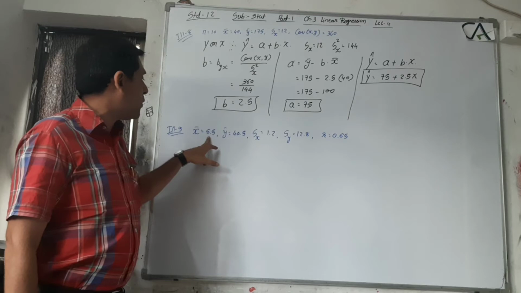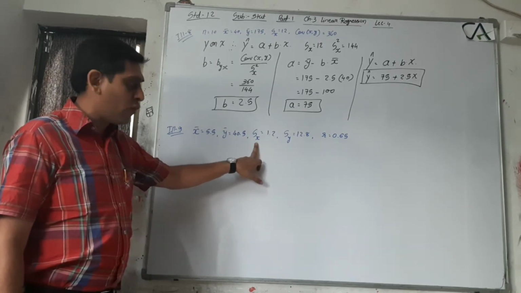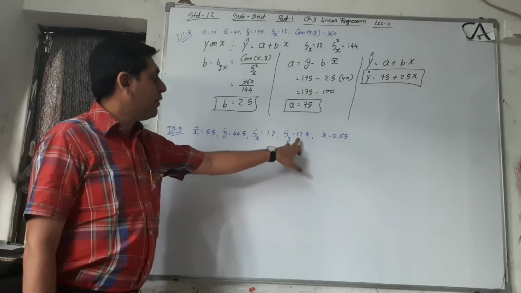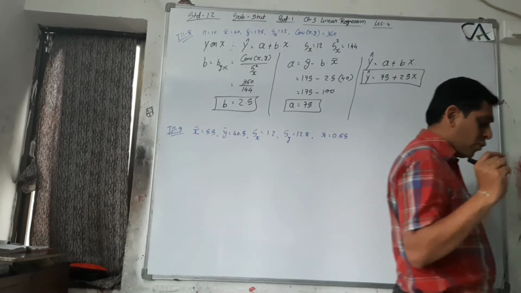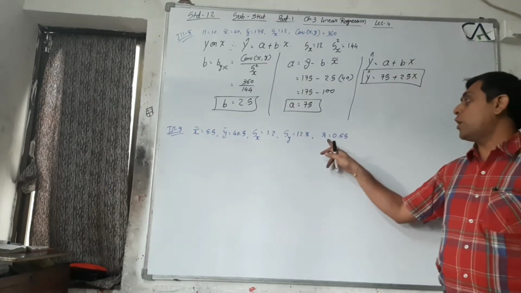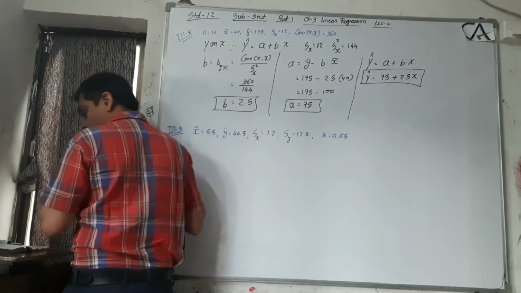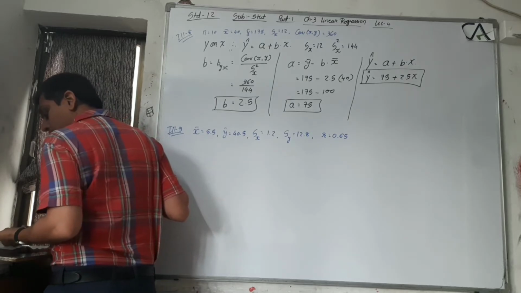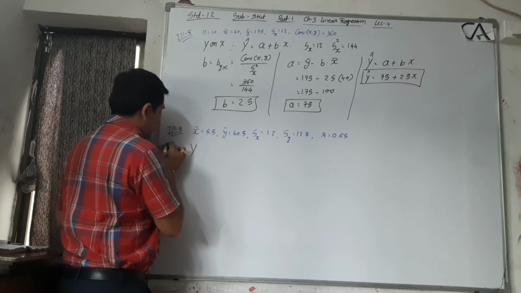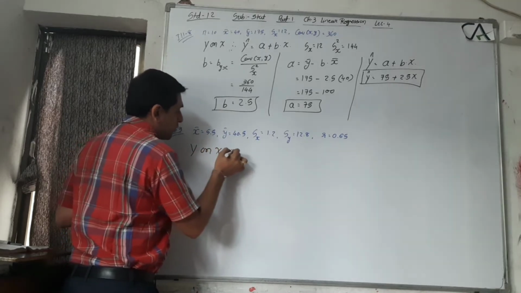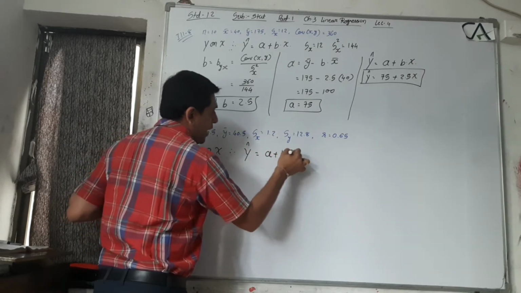And what is given? X bar is equal to 5.5, Y bar is equal to 40.5, Sx, that is the standard deviation of x, is equal to 1.2, Sy, that is 12.8, and R. What is the meaning of that? R is equal to the correlation coefficient. The correlation coefficient is equal to 0.65. Now, what is the main question? Obtain the regression line of annual investment, that is Y on X. Therefore, Y cap is equal to A plus BX.